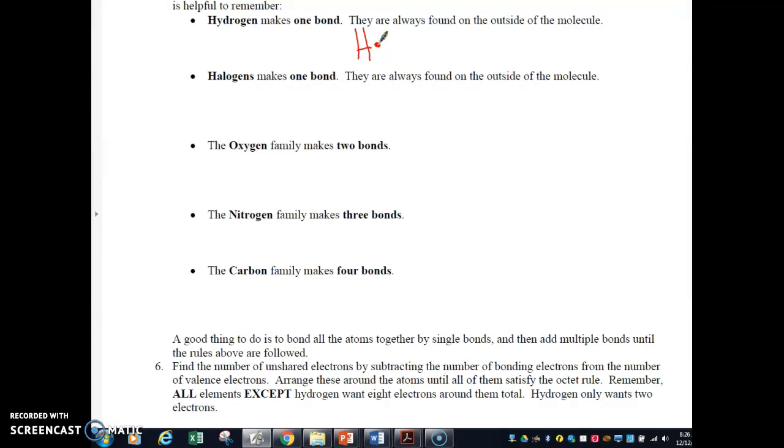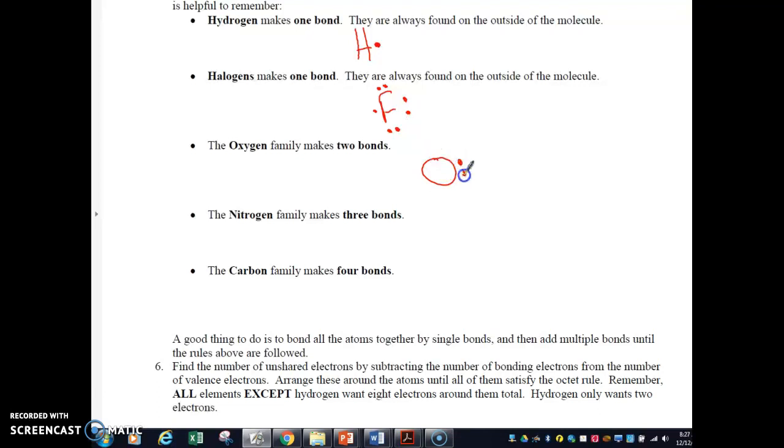The halogens, for example, fluorine, also only make one bond, and the reason for that is because they have these 6 electrons, these 3 pairs. They're not available for sharing. They're already paired up, but this one that's by itself can be shared with something. So they will always be found on the outside of the molecule. They only make a bond with this one unshared electron here, and then they'll always have these 3 unshared pairs of electrons around them.